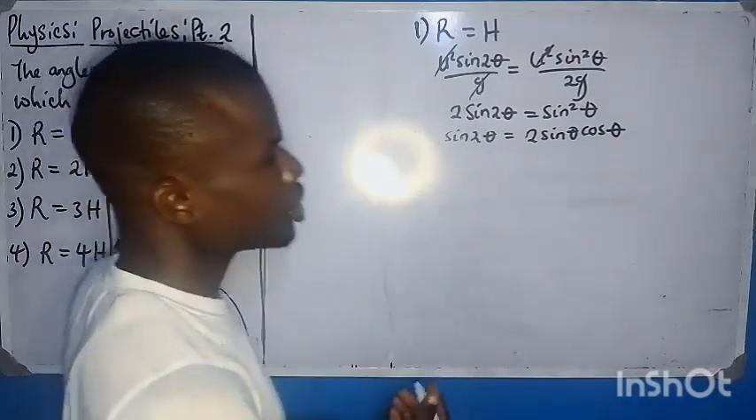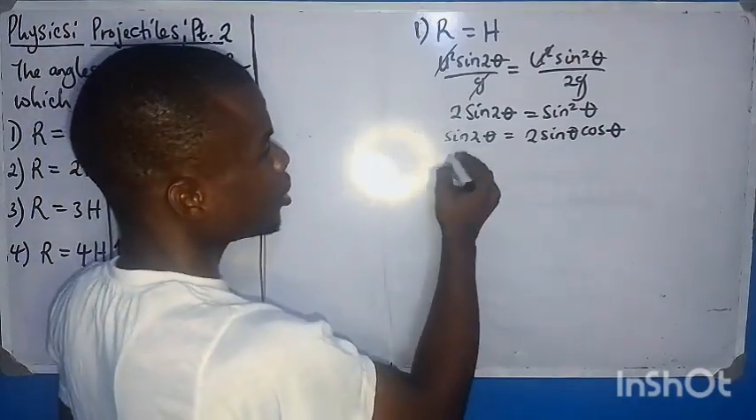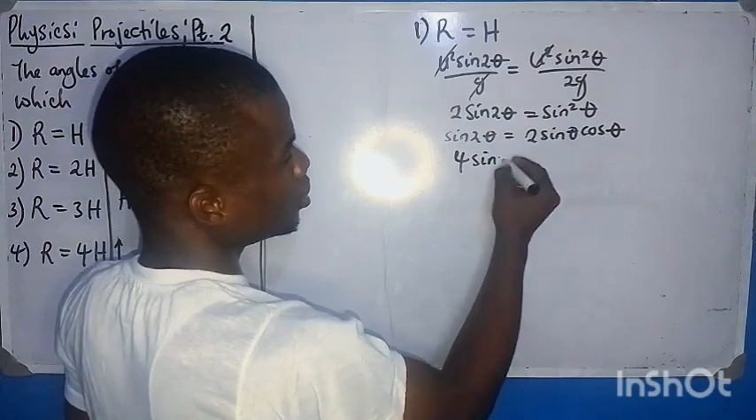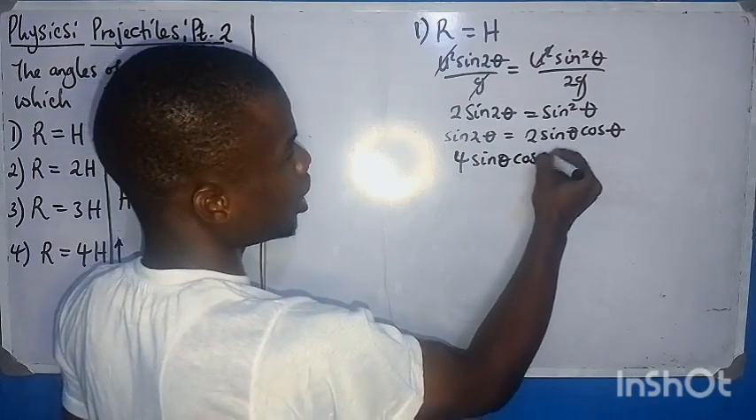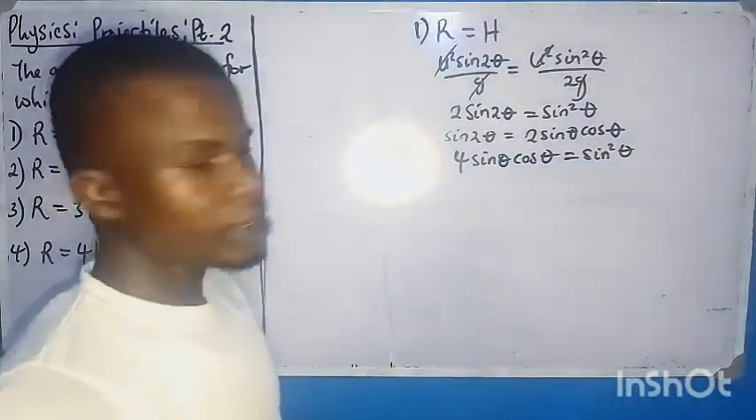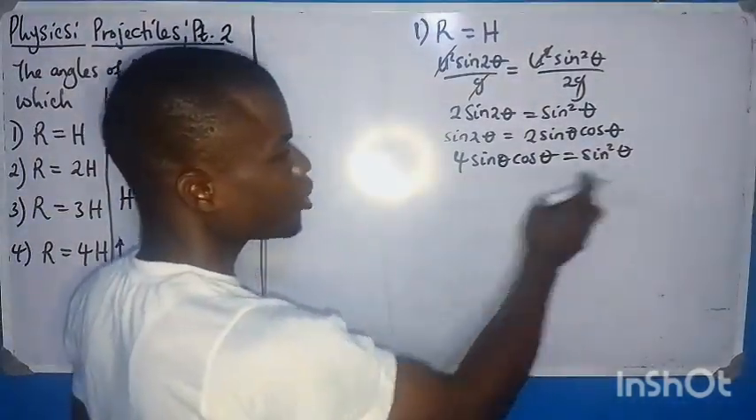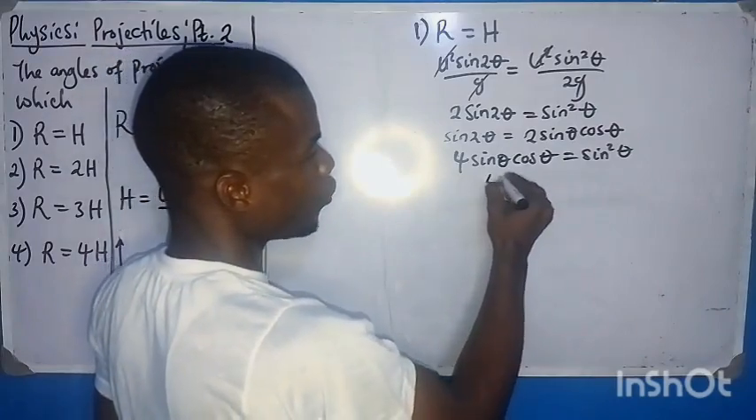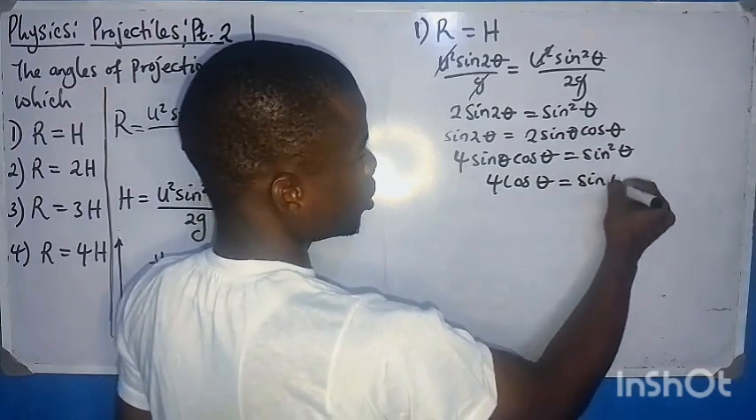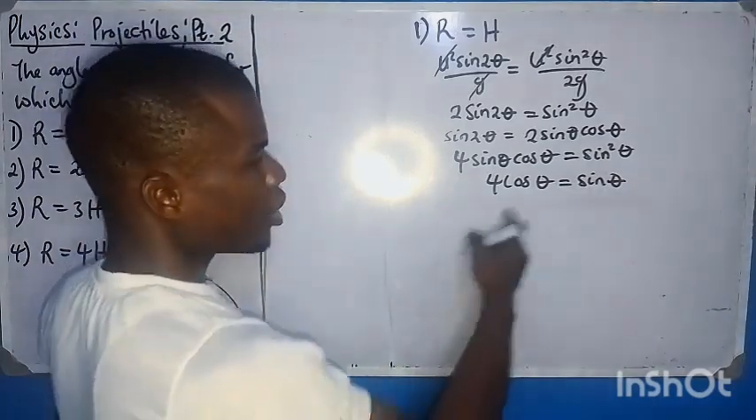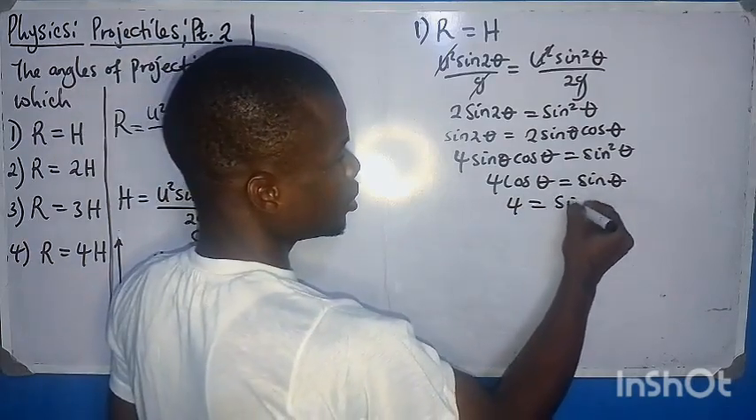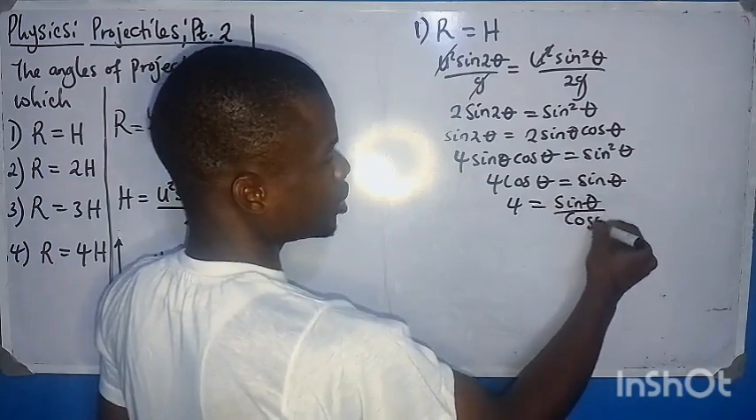So if we replace sine 2 theta with 2 sine theta cosine theta, here becomes 2 times 2, which is 4 sine theta cosine theta is equal to sine squared theta. Remember that sine squared theta is like saying sine theta times sine theta. So if we divide both sides by sine theta, we are going to have 4 cosine theta is equal to sine theta. And here we can divide both sides by cosine theta, so that 4 is equal to sine theta divided by cosine theta.